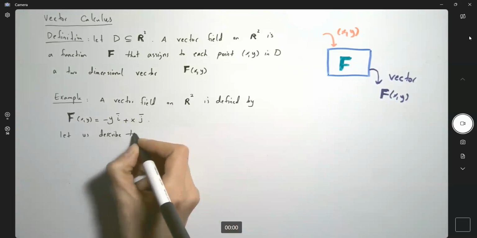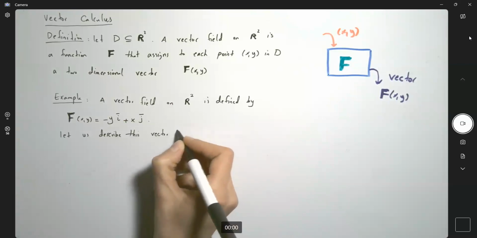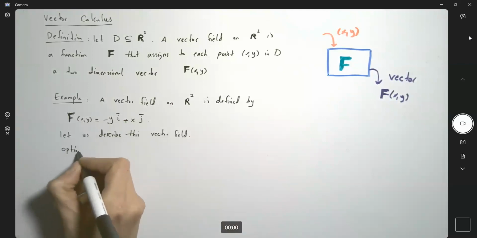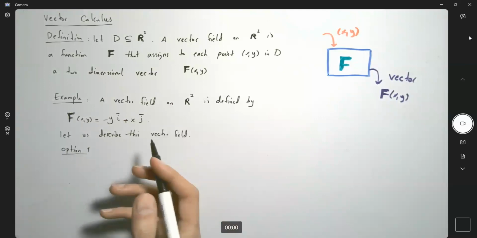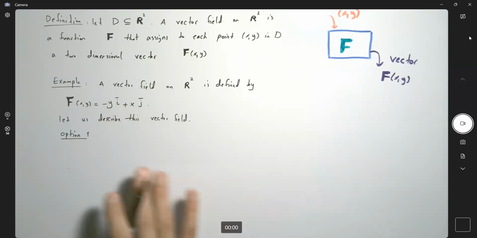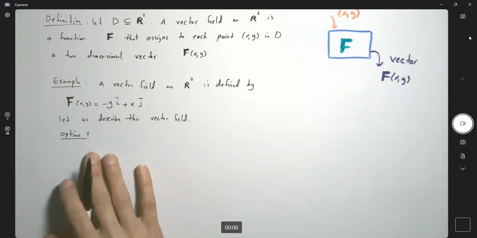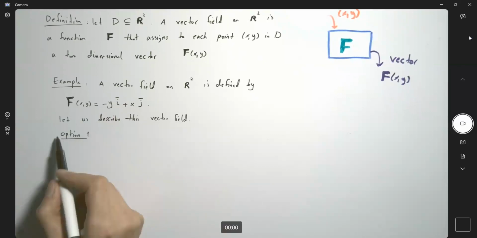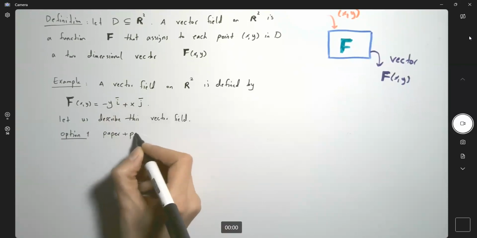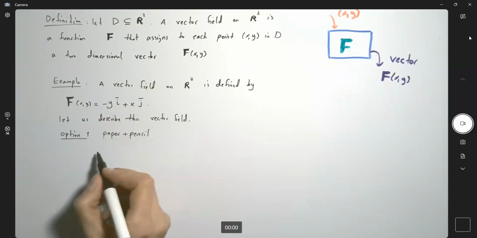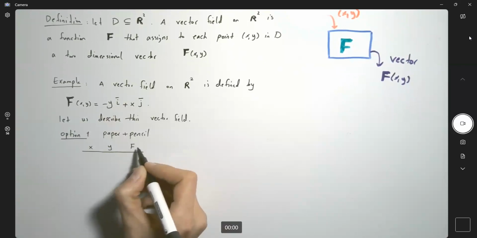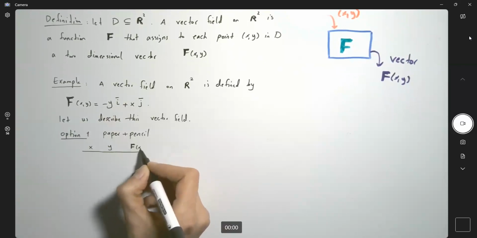Let us describe this vector field. Here we have two options. Option one is using paper and pencil and a table, plugging in some points and seeing what the vectors are. Option two is using technology. First of all, let's work with option one, paper and pencil. What do I mean by that? It means you have some points like X and Y, and then you have a vector F of X and Y.